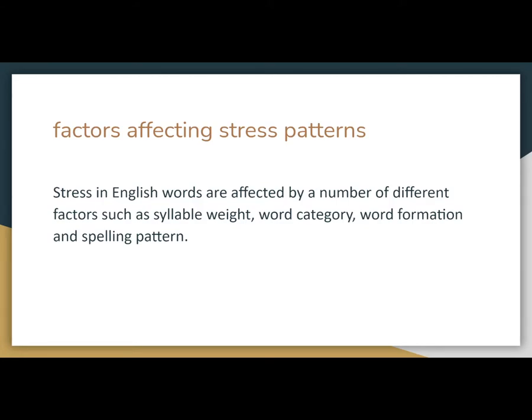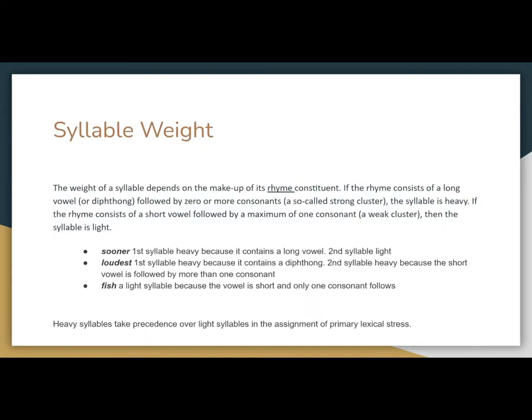Factors affecting stress patterns. So stress in English words are affected by a lot of different things: syllable weight, word category, word formation, spelling pattern. But there's no 100% rule on where stress goes. It's not a key factor in a language like it is in Czech, for example. In Czech, it's much more regimented in how it's made. In English, it's a much more hodgepodge, things that have been made up over the centuries and in thousands of years. So it's something that's difficult. There's no rule. We just got to learn how things are. So we're going to go over it a bit.